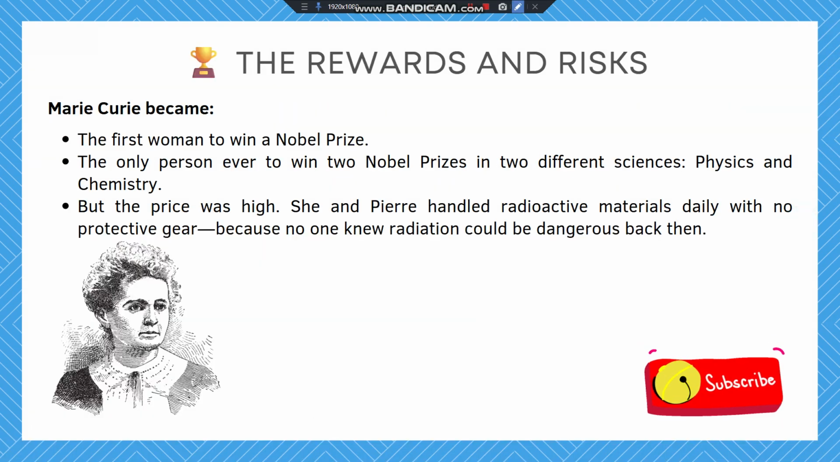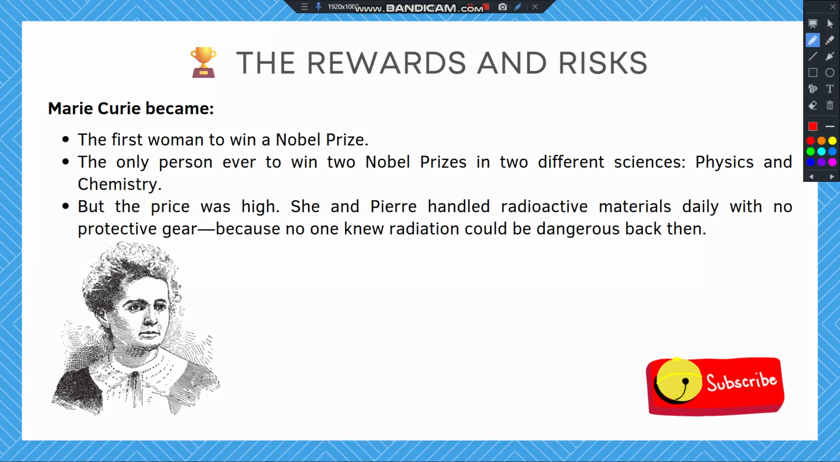So what happened after that? There were some rewards and risks that came with everything that happened. First of all, Marie Curie became the first woman to win a Nobel Prize, and she became the only person ever to win two Nobel Prizes in two different fields of science, physics and chemistry. So much for someone who was just a lady. But the price was actually high. She paid a very high price for it.